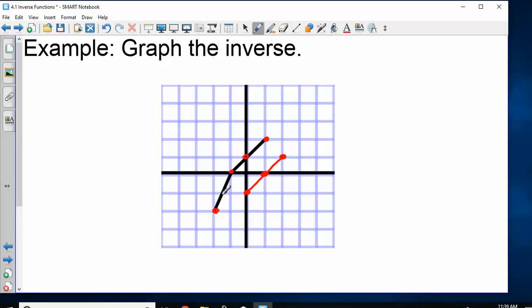(-1.5, -1) would go to (-1, -1.5). I have (-2, -2), so that stays. My graph is not perfectly square, so that is slightly off there, but it should look something like that. So if I give you a graph itself, you can just take points on that graph and reverse the x and y. Any questions there?